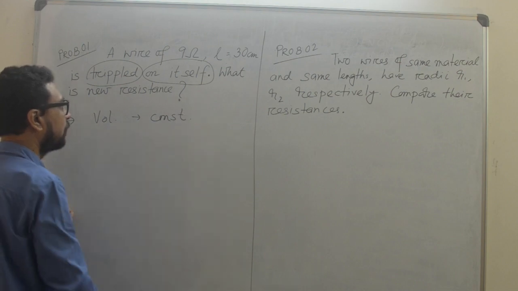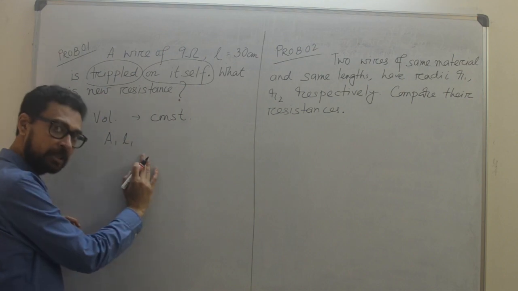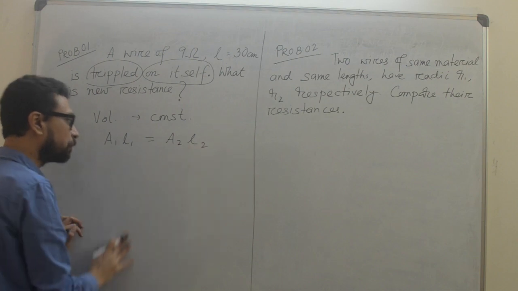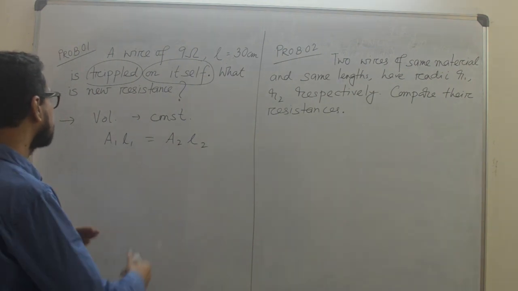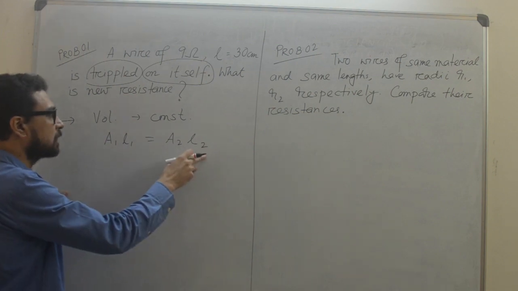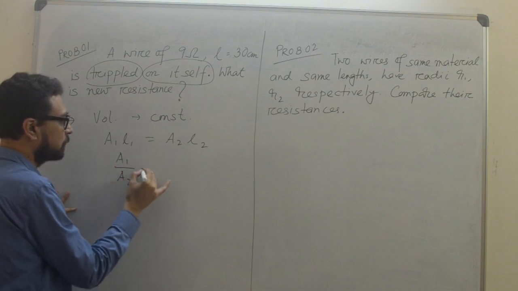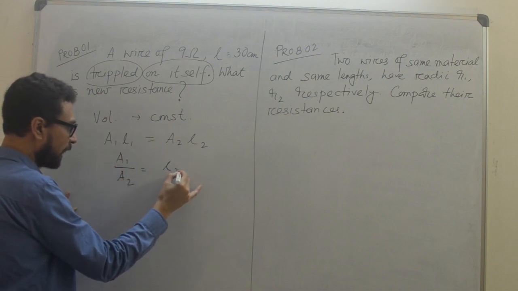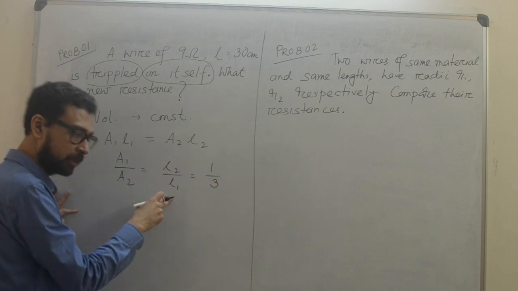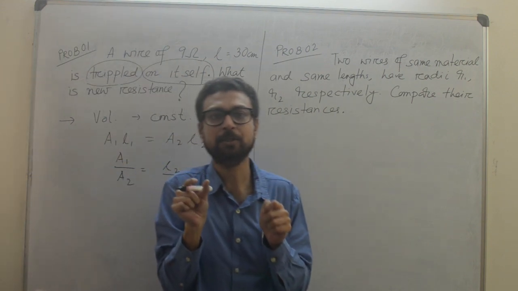Since the volume is constant, we can write that A1 L1, which is the initial volume, area into length, is equal to A2 L2. It's tripled on itself, so L2 is L1 by 3. So we can say that A1 by A2 is L2 by L1, which is 1 by 3, because L2 is 1/3 of L1, tripled on itself. So it is being moved to make it shorter.